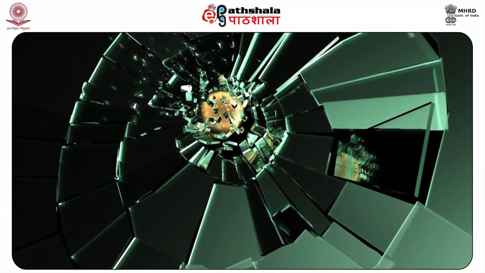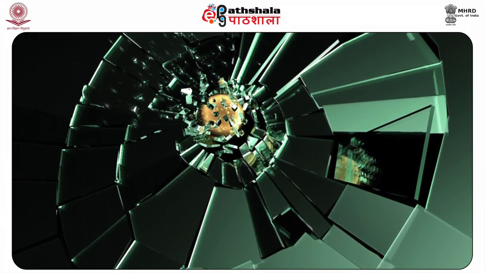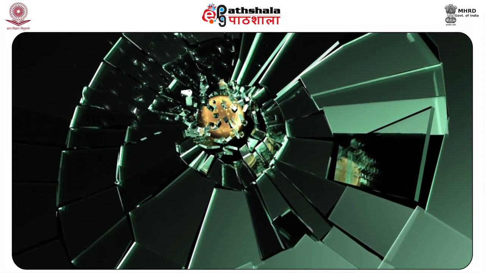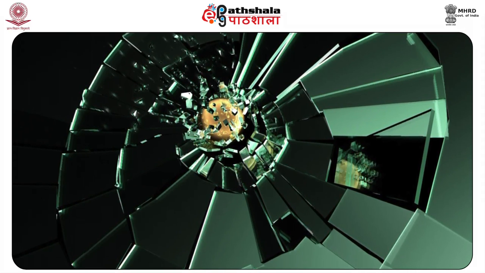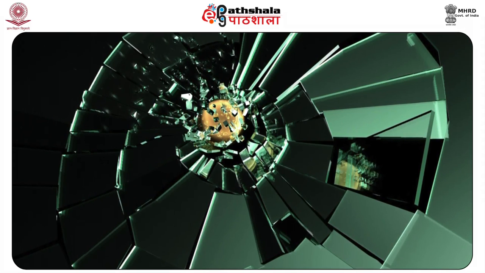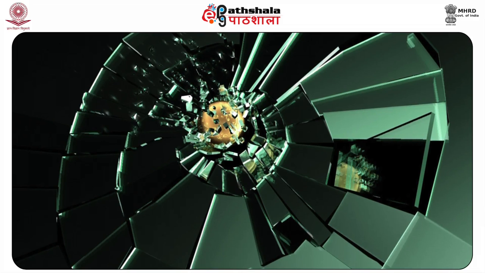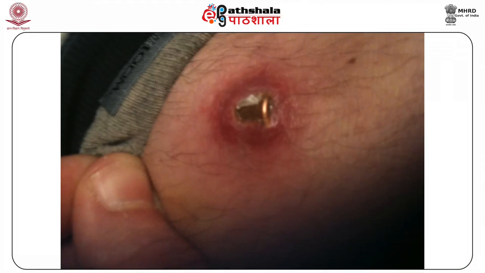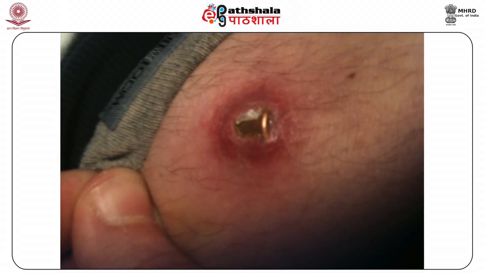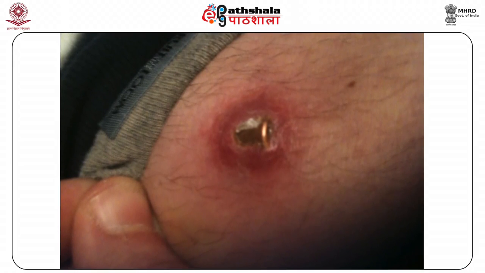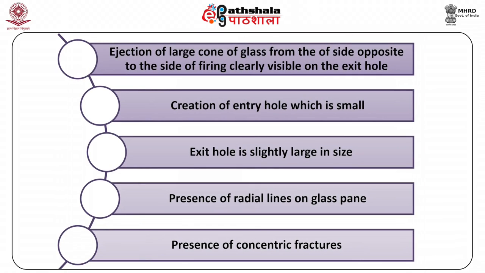A 0.22 lead air gun will make a hole in glass but will not be able to penetrate a half inch glass plate when the velocity of the projectile is 4 feet per second. For penetration of a half inch glass plate, a minimum projectile velocity of 600 feet per second is required. For human skin, pellets having a minimum velocity of 20 feet per second would be able to penetrate it.